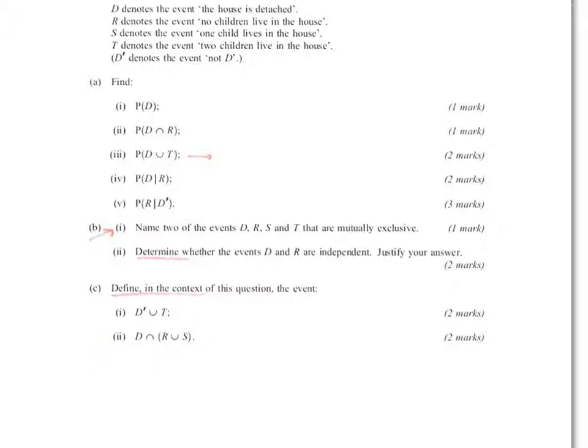Similarly, to work this out, you want to work out the bracket first. So that's R union S, which means either houses with no children or one child, or both, which can't happen. So it's either houses with no children or one child intersecting with detached houses. So in other words, all of that together would now mean you're looking at detached houses which have either no children or one child in them.